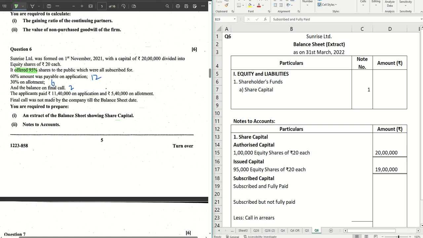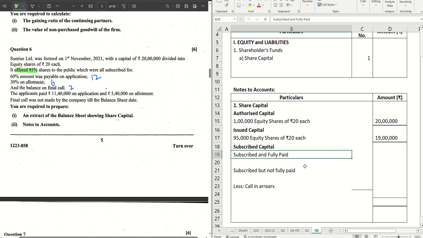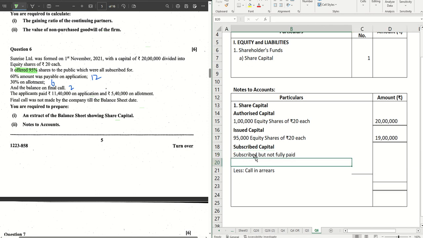Now, this is important because in the subscribed capital, we have two subcategories: subscribed and fully paid, and subscribed but not fully paid. Since the company hasn't made the final call yet on all the shares, nothing comes under subscribed and fully paid. So we can straight away remove this. Entire shares fall under this category, subscribed but not fully paid. And how many shares are there? And also we have a defaulter.